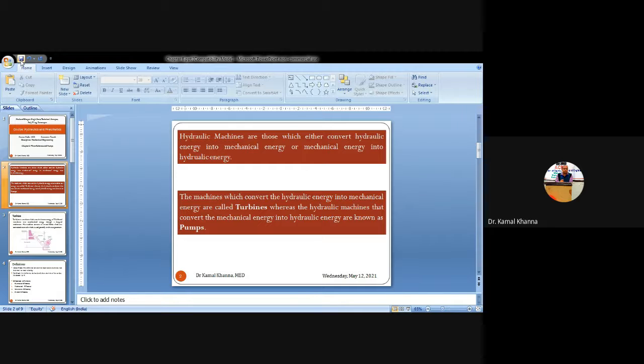So this is basically what differentiates turbines from water pumps. There is only a difference in the conversion of the energy. Both are receiving one form of energy and converting it into another form, and they are vice versa to each other. Turbines are receiving hydraulic energy and converting it into the mechanical energy, whereas water pumps are receiving mechanical energy and converting that mechanical energy into the hydraulic energy.